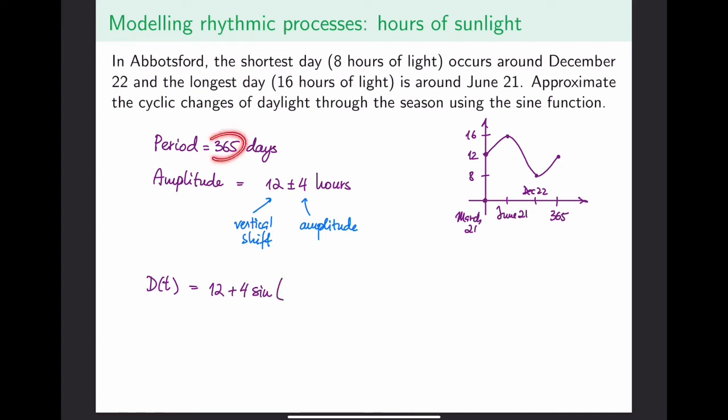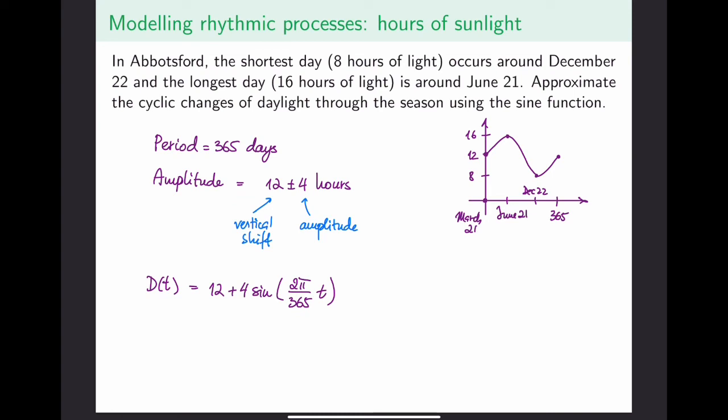Now I have to make sure that my period is 365, which means that I have to introduce 2 pi over 365 as a multiple inside my actual sine function. And because I didn't have to shift anything horizontally, I simply will have t as the variable here.